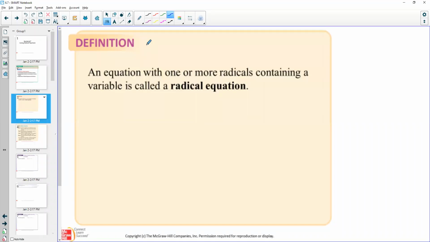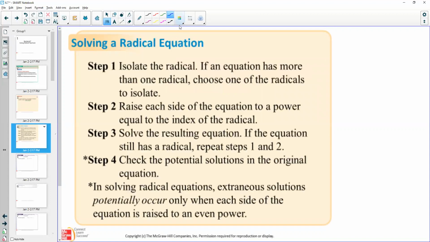So just right off the bat, an equation with one or more radicals is a radical equation if there's a variable in it. Remember, we solve equations with equal signs. When they do not have equal signs, they're called expressions, and we don't solve those. So here are the steps. The first step is to isolate the radical. What that means is you want whatever radical on this side, everything else over there, period.